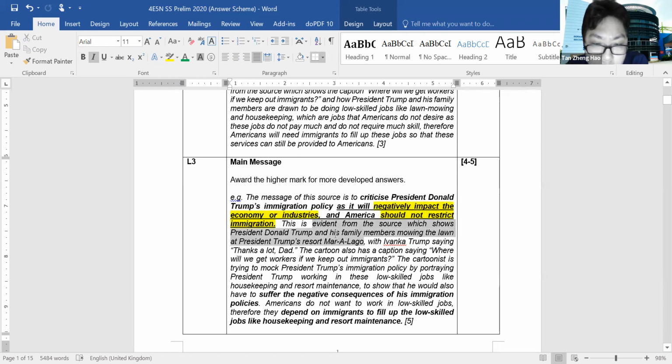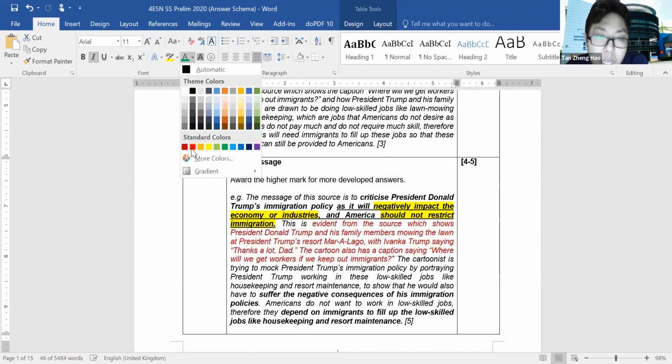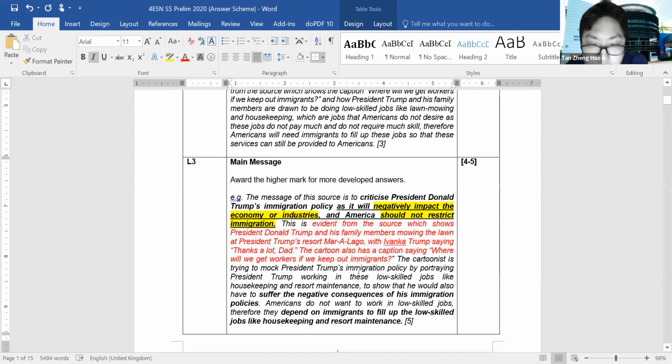Evidence. The source shows President Donald Trump and family mowing the lawn at President Trump's resort. The cartoon also had a caption saying, where will you get workers if you kill our immigrants? So this whole chunk is your evidence. Okay, I'm just going to color it. It's your evidence. And the cartoonist, now we try to explain what the cartoon means, what the evidence we just mentioned means. So remember, if there are words to quote in the source, use quotation marks.